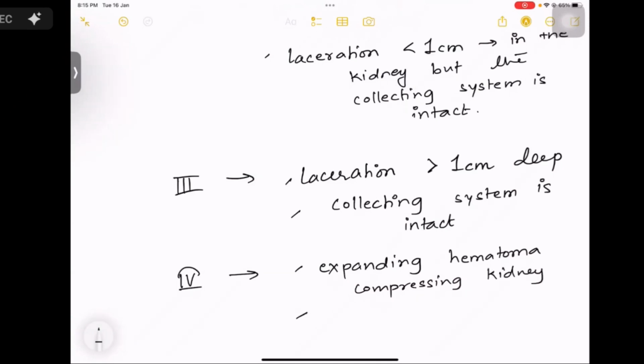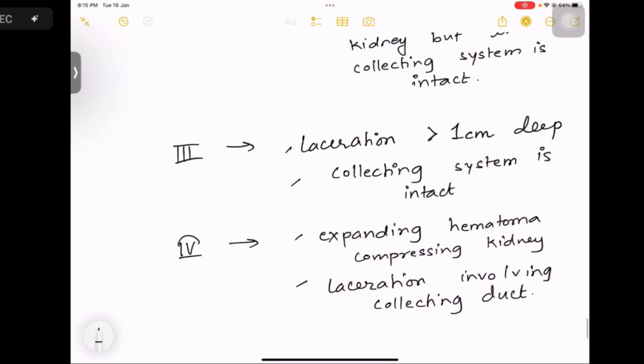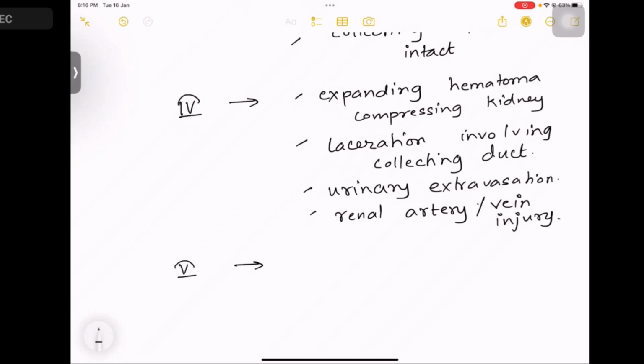This is a kind of expanding hematoma which compresses the kidney. Obviously, if the hematoma is expanding, then that will compress the kidney. Other features of level 4 are, there is injury to the renal artery or vein, there is urinary extravasation. In level 5 renal trauma, there is shattered kidney and there is avulsions from the hilum of the kidney.